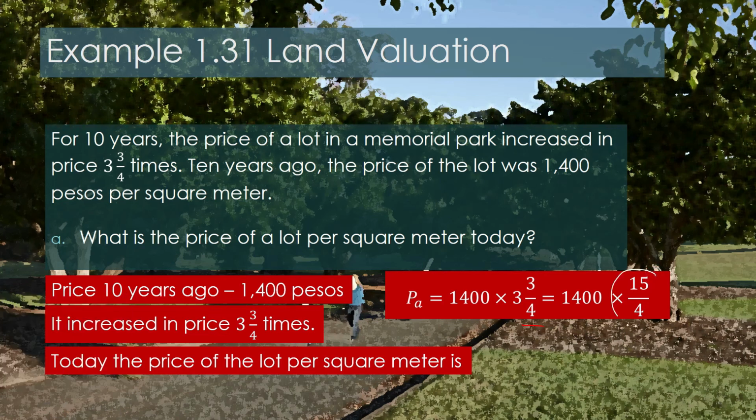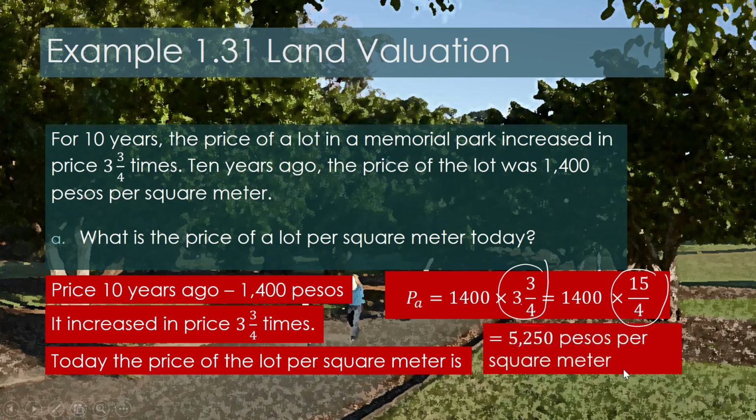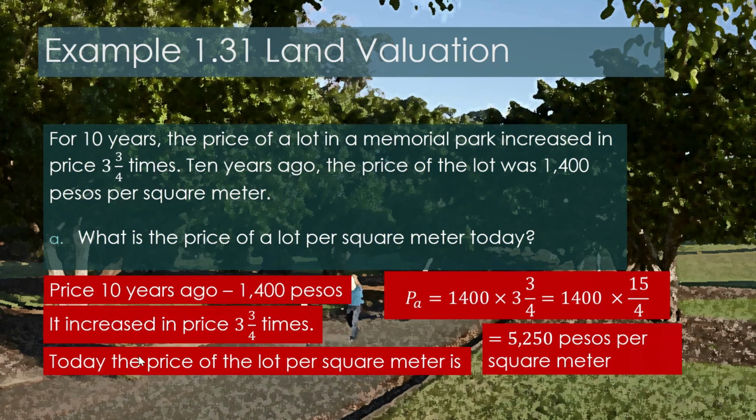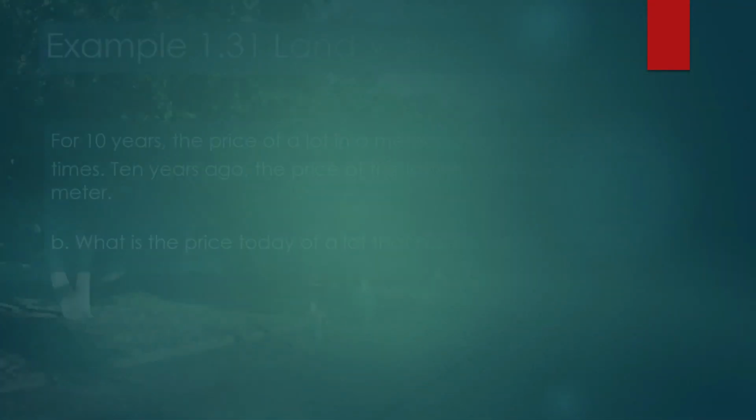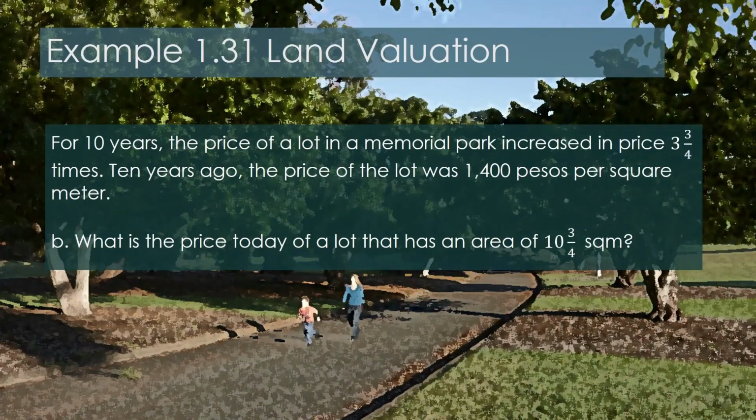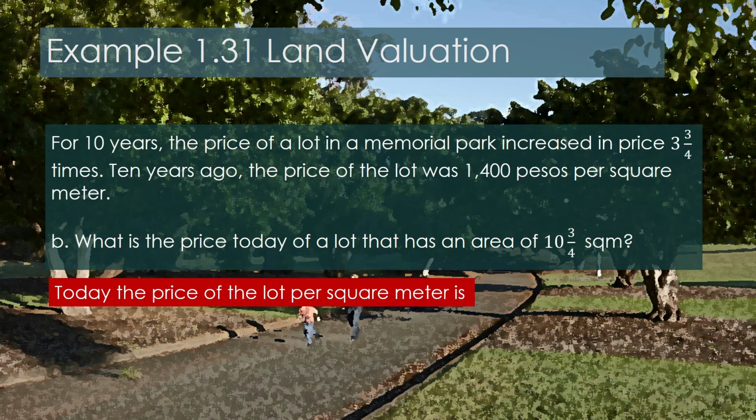15/4. Where did this come from? It came from this. 4 times 3 is 12. 12 plus 3 is 15. This is equal to 5,250 pesos per square meter. What is the price today of a lot that has an area of 10 3/4 square meters? Well, the price of the lot per square meter today is 5,250 pesos per square meter.